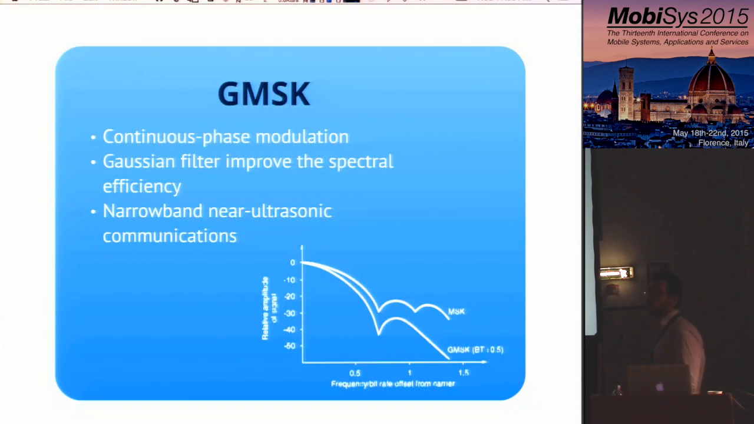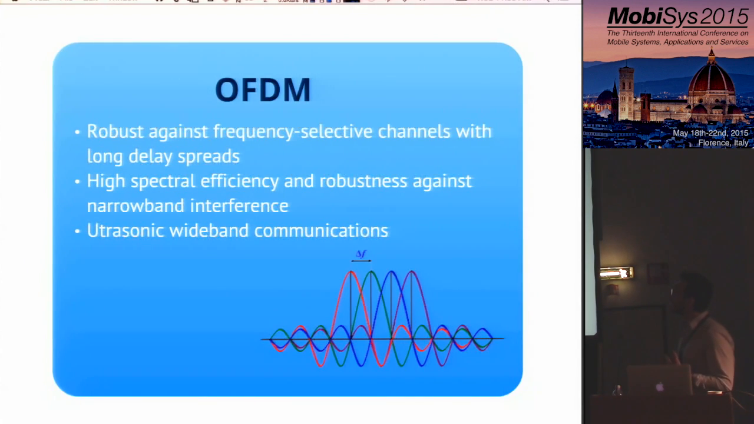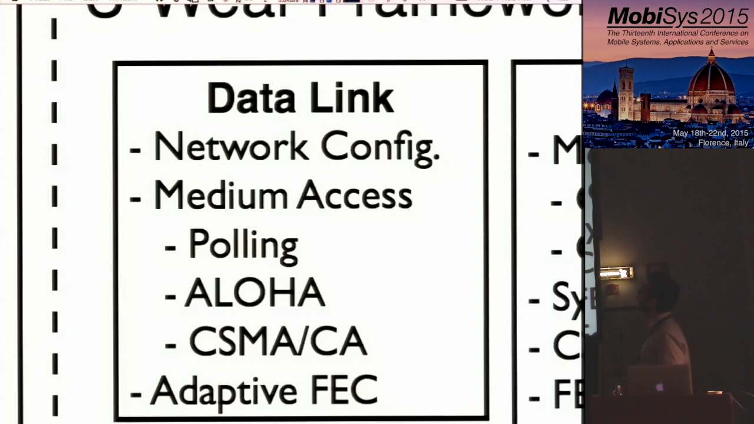GMSK is a continuous phase modulation and has very high spectral efficiency, and it's perfect for narrowband near-ultrasonic communications. OFDM, on the other hand, is very robust to frequency-selective channels, and that's why it's perfectly suitable for ultrasonic wideband communications.